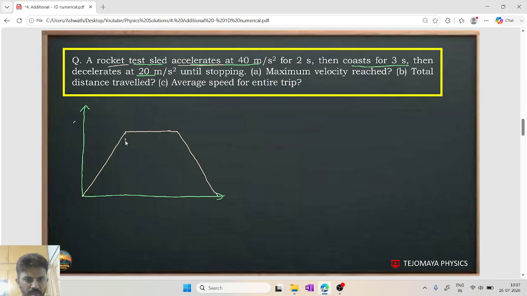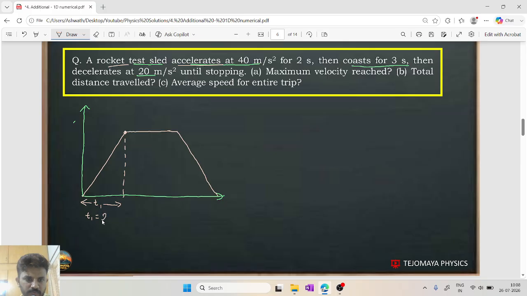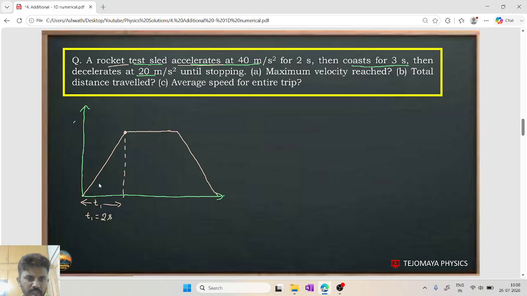Now if I take this time, the time taken from 0 to reach the maximum velocity is t1. What is the value of t1? 2 seconds. Okay? And the acceleration here that they have given is 40 meter per second square.